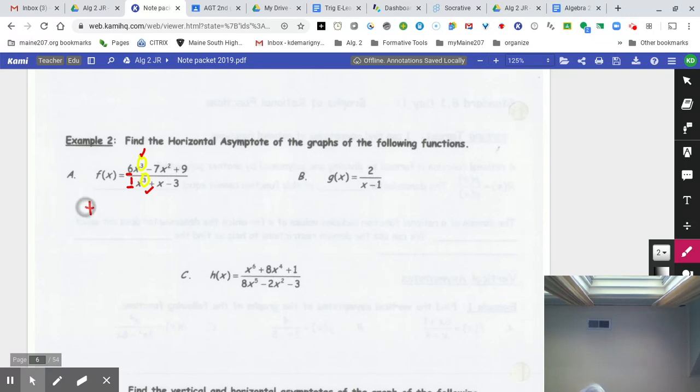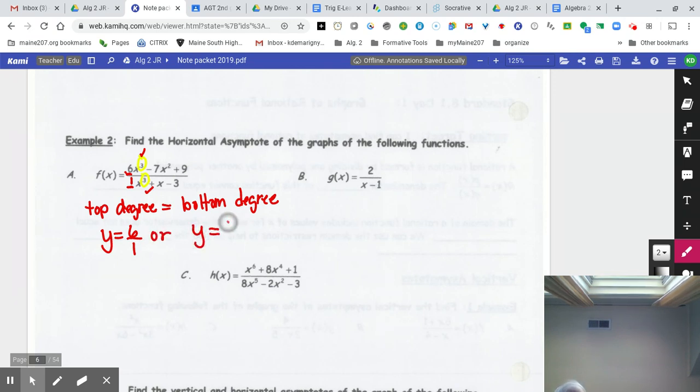So since the top degree is equal to the bottom degree, and you, of course, don't have to write this down, then it's the lead coefficient over the lead coefficient. So y is equal to 6 over 1. Or you can just tell me it's y equals 6. That is the horizontal asymptote, the HA. So easy once you figure it out.